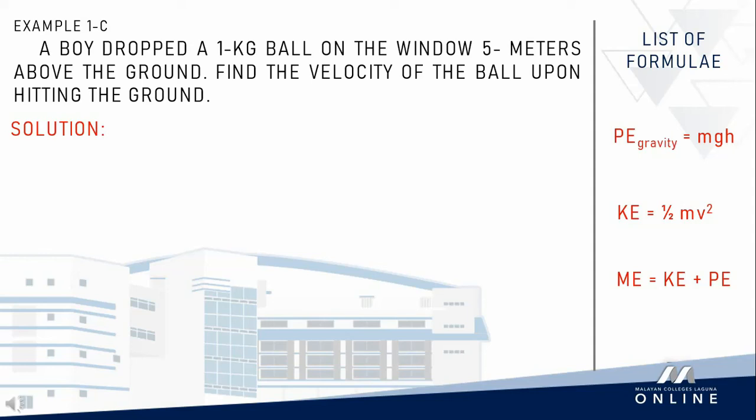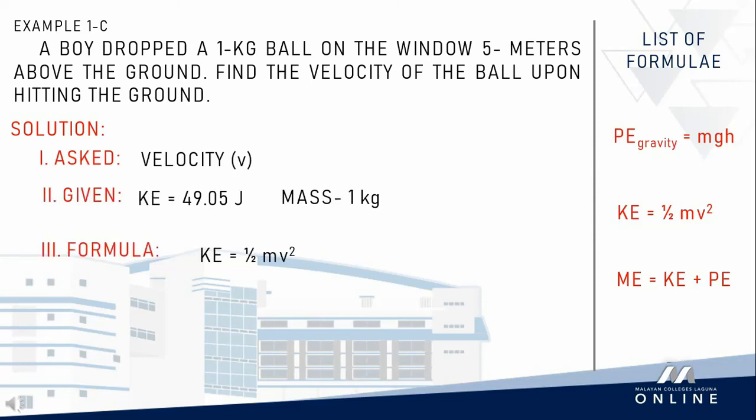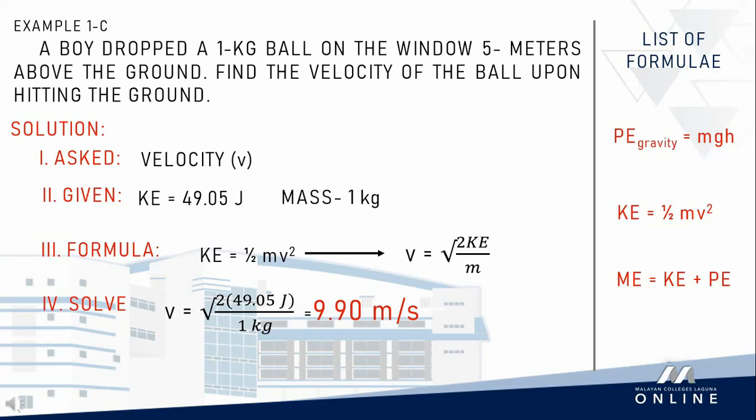Okay, let us see. If you use KE is equal to 1/2 mv squared as your working equation, then you are on the right track. Next, we will substitute the values on this equation, which we can manipulate as v is equal to square root of 2KE over m. Let's substitute the values as follows, then solve as it is. The answer we will get is 9.90 meters per second.